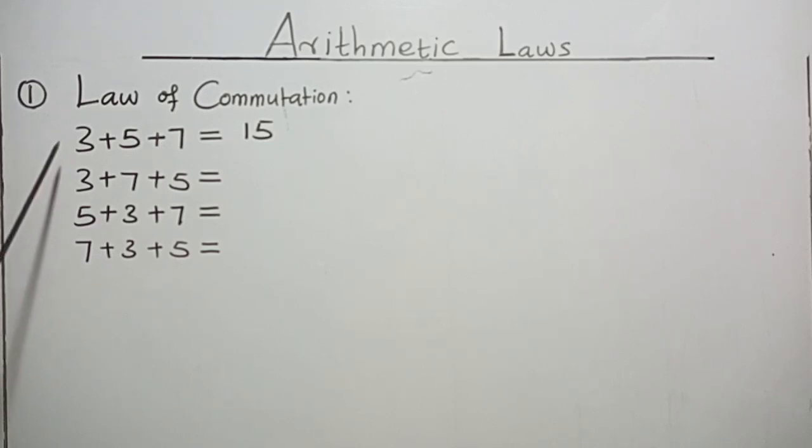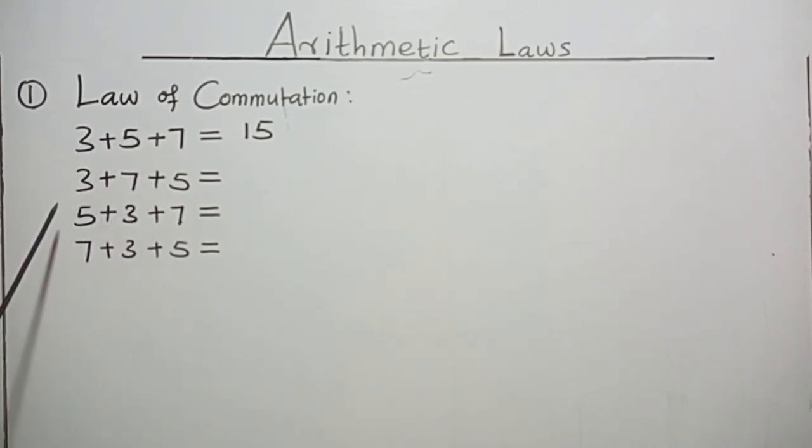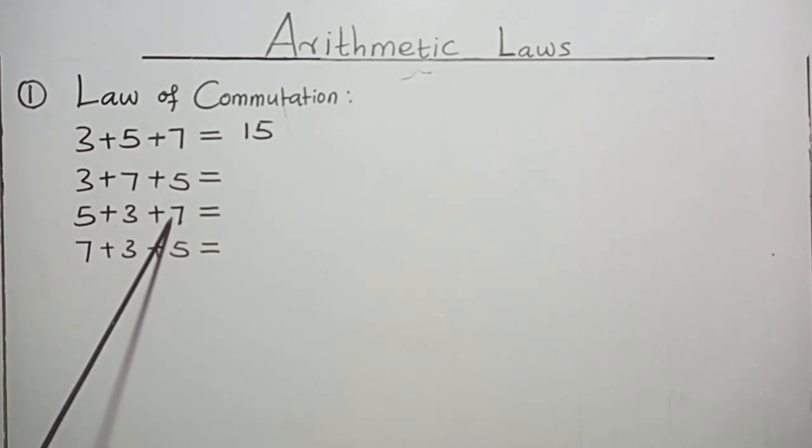All right, having seen that this operation, this set of numbers is the same as this one and this one, will the answer to this operation change from being 15? Let's again find out. 5 plus 3 is 8. 8 plus 7 is still 15.